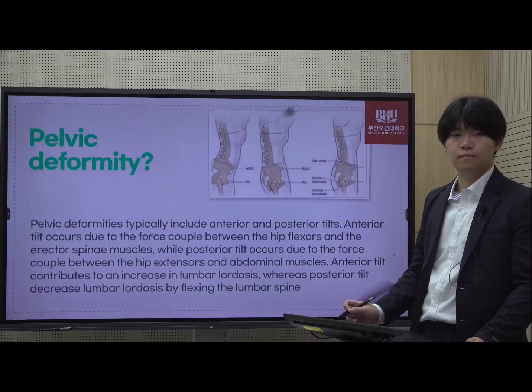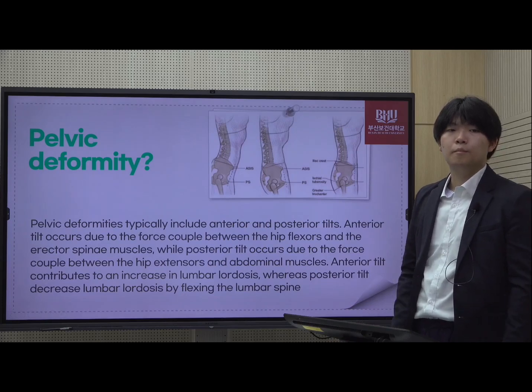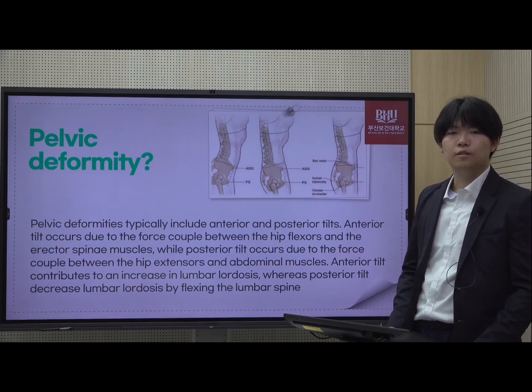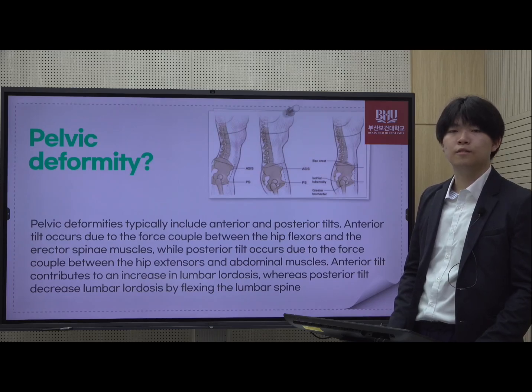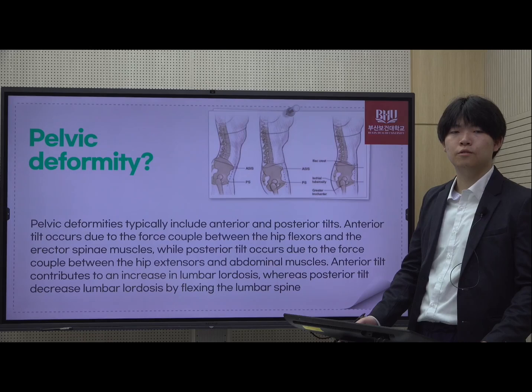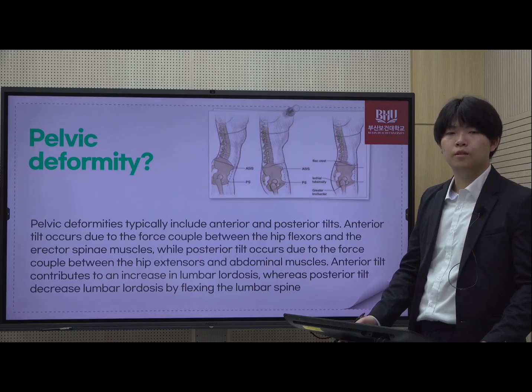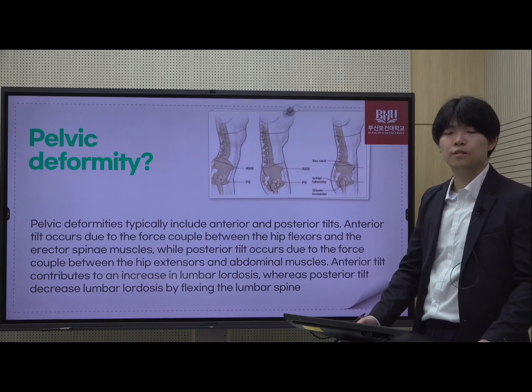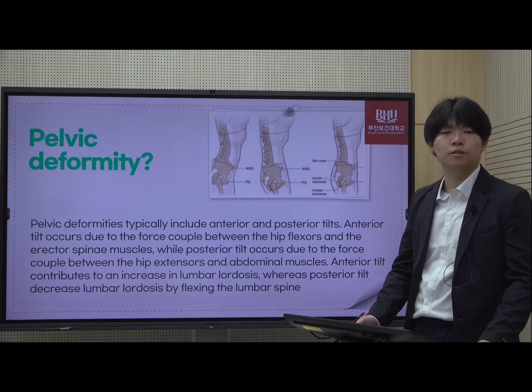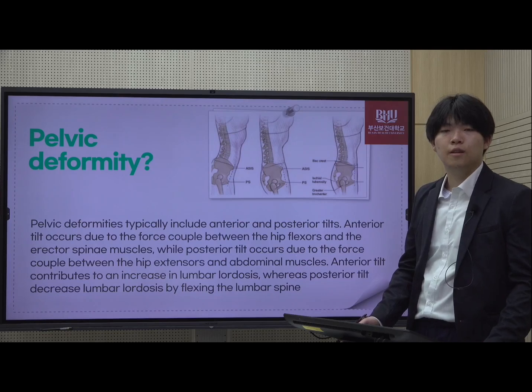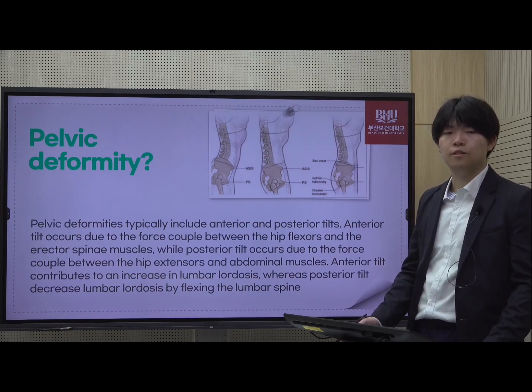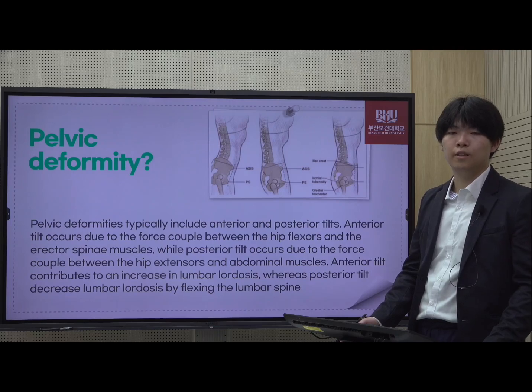Contents. Pelvic deformity. Pelvic deformities typically include an anterior and posterior tilt. Anterior tilt occurs due to the force couple between the hip flexors and the erector spinae muscle, while posterior tilt occurs due to the force couple between the hip extensors and abdominal muscle. Anterior tilt contributes to an increase in lumbar lordosis, whereas posterior tilt decreases lumbar lordosis by flexing the lumbar spine.